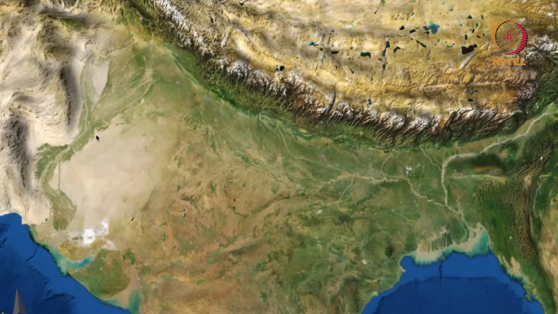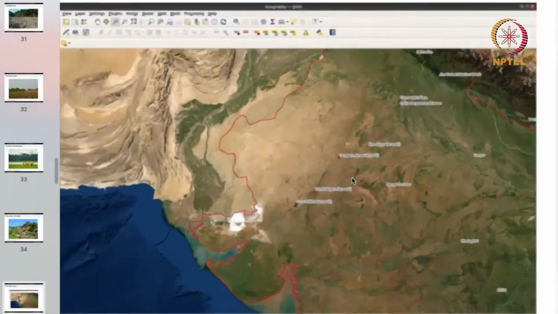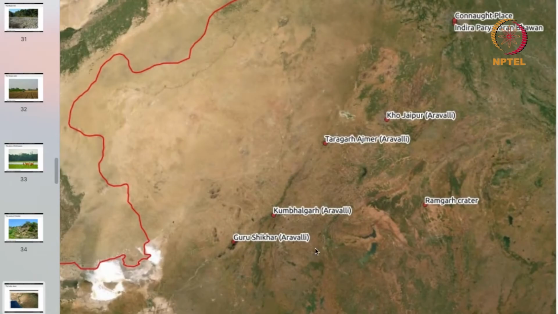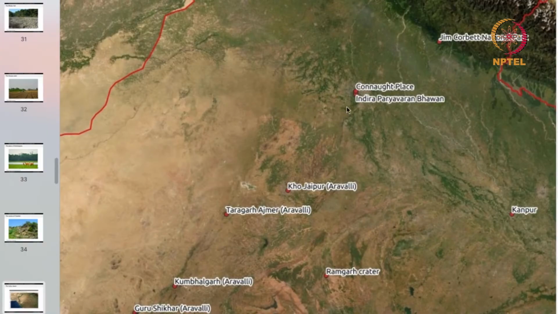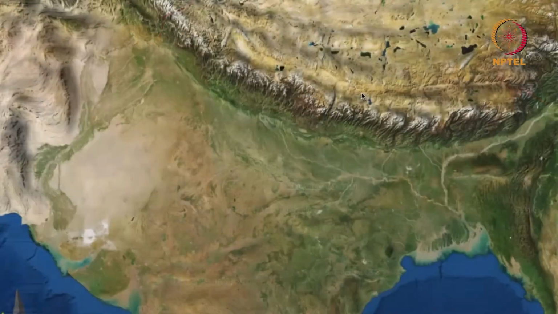Next we have the Indian desert. So this is the Indian desert or the Thar desert. And in this area, we find the Aravalli hills. So these are different peaks of the Aravallis. We have Guru Shikhar, which is Mount Abu. We have Kumbhalgarh, which has the Kumbhalgarh fort. We have Taragarh, Ajmer, and we have Khojaipur. And these Aravallis continue to Delhi.